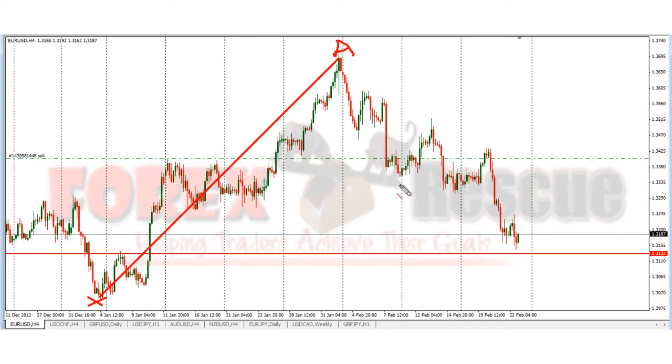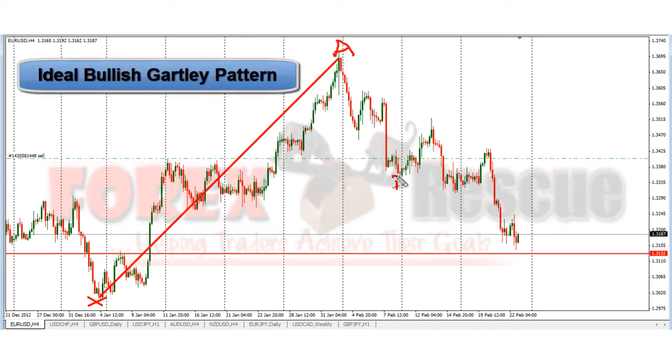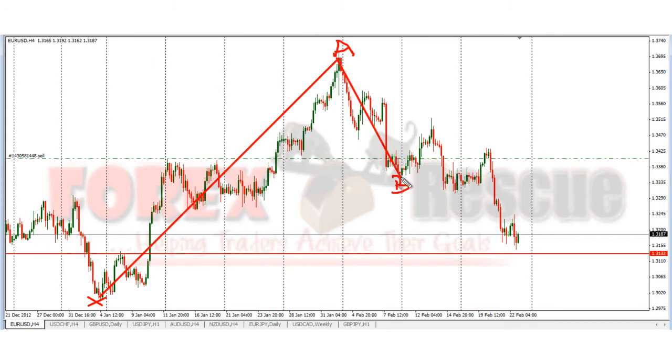Now this area is what we call point B. Connecting point A to point B is what we call the AB leg. Now this area is what we call the point C. Connecting them together is what we call the BC leg. Now, our point D is our potential reversal zone.